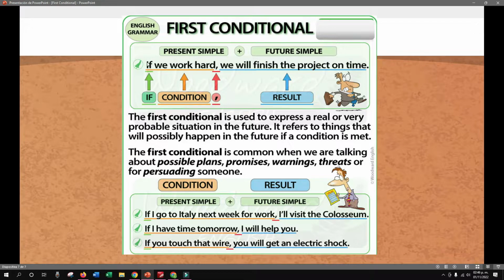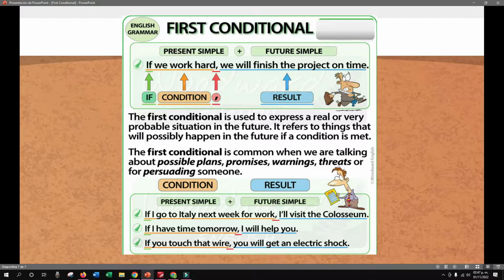Entonces tenemos la palabra if, la condición, we work hard, si nosotros trabajamos duro, coma, comenzamos con la if clause, we will finish the project on time. Nosotros podríamos terminar el proyecto a tiempo. ¿Qué es esto? El resultado, okay? So the first conditional is used to express a real or a very probable situation in the future. It refers to things that will possibly happen in the future if a condition is met. The first conditional is common when we're talking about possible plans, promises, warnings, threats, or persuading someone, okay?